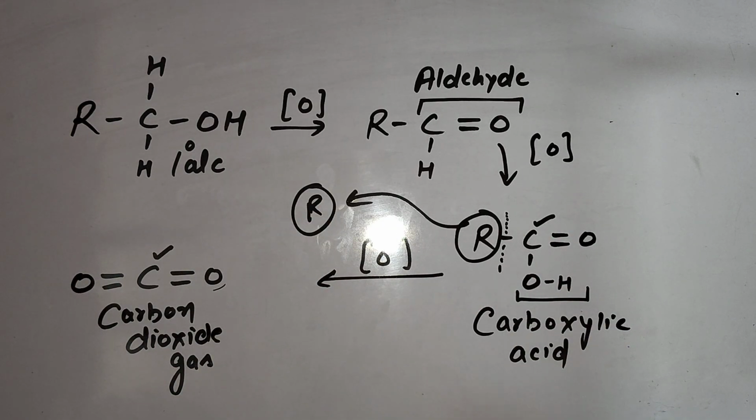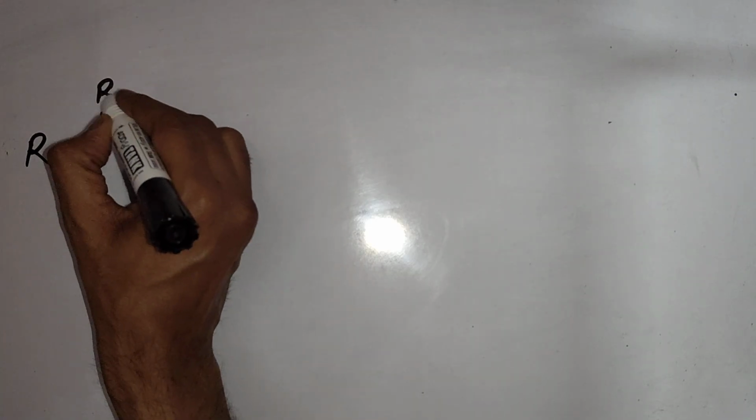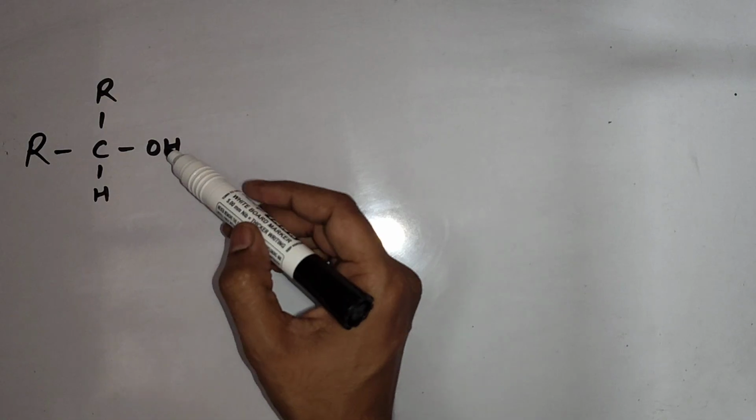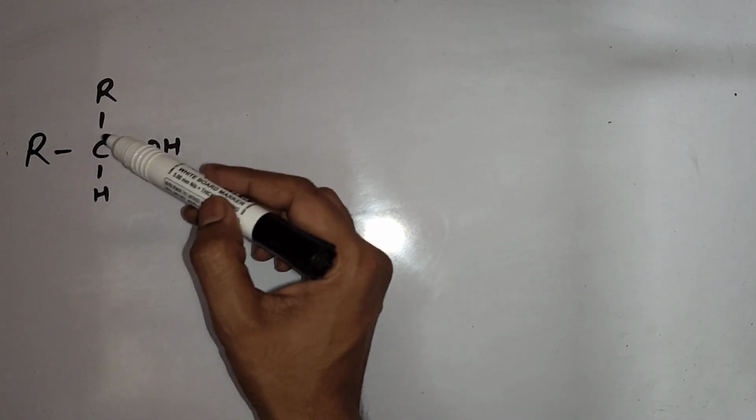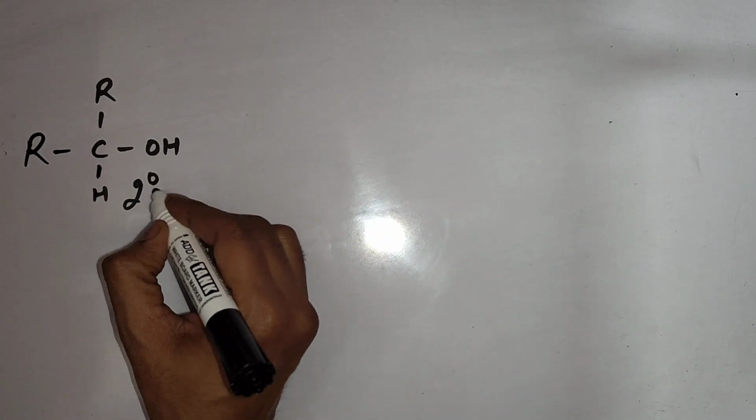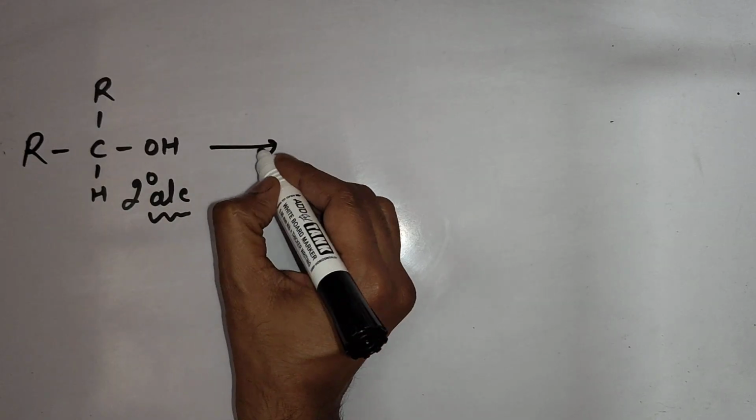Now let's check 2 degree alcohol. The general formula of 2 degree alcohol is this. OH is connected to that carbon which is directly connected with 2 carbons or 2 alkyl groups. This is 2 degree alcohol or secondary alcohol. Let's do its first oxidation.